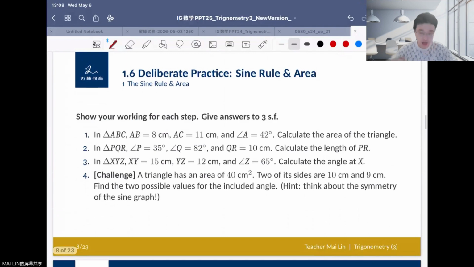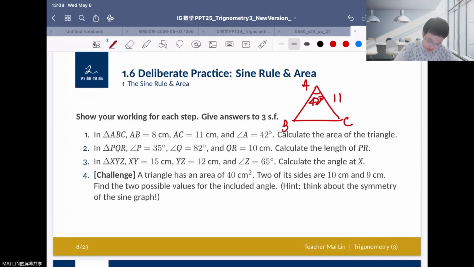And here is also some deliberate practice for you. If you want to try it yourself, you can pause the video and do it yourself. But if you want to follow with me, you can keep going. For the first problem, we have side AB equals 8 centimeters, side AC equals 11 centimeters, and angle A equals 42 degrees. So you can draw this triangle ABC.